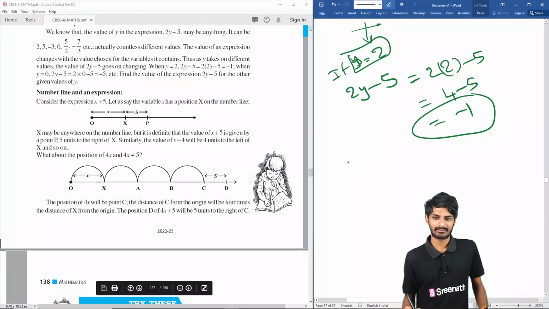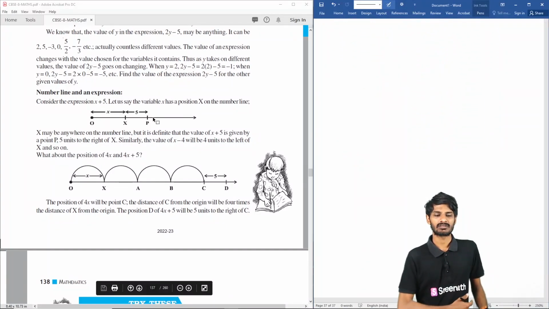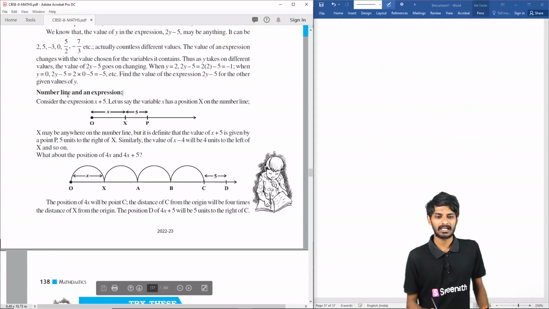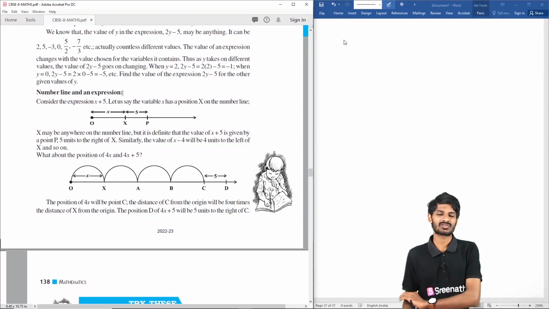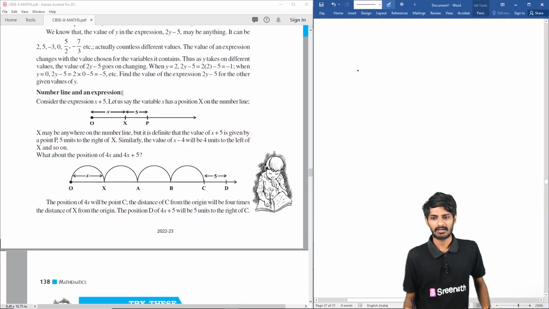Number line and an expression. So what is meant by a number line and an expression? We know the number line and how to represent natural numbers, whole numbers, and all other numbers on the number line. Suppose there is a number line like this. In this number line we are locating a point x. So there is an x at position x from the origin O. If I add 5 to it, that is x plus 5.